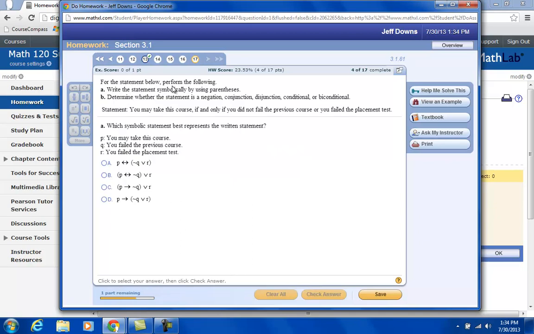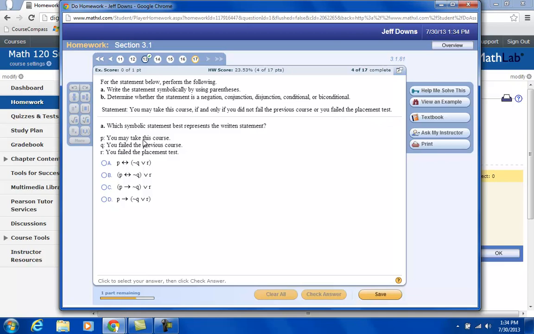For the statement below, perform the following. Write the statement symbolically by using parentheses. Determine whether the statement is a negation, conjunction, disjunction, conditional, or biconditional. So, you may take this course if and only if you did not fail the previous course or you fail the placement test.